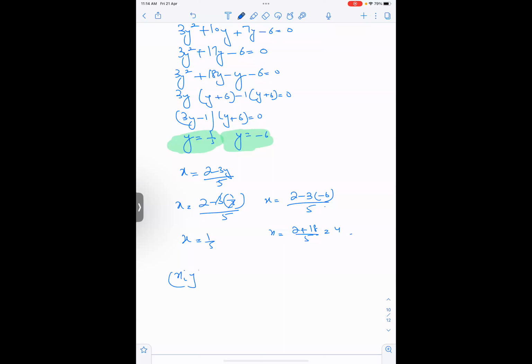So the two pairs of solutions are: x is 1 upon 5 with y equal to 1 upon 3, and x is 4 with y equal to negative 6. These are the answers. Is this clear?